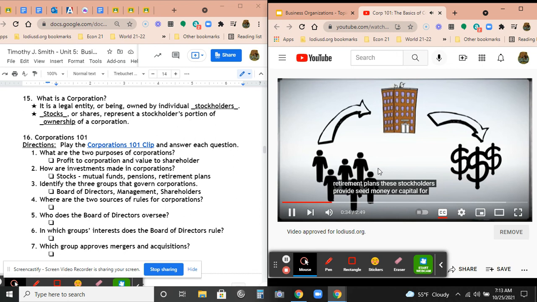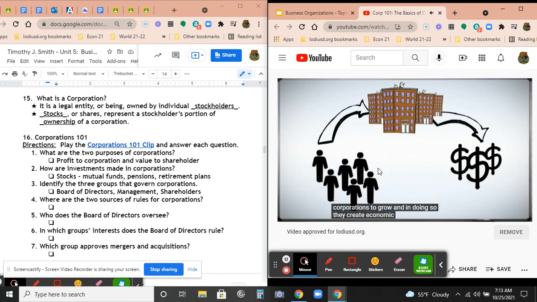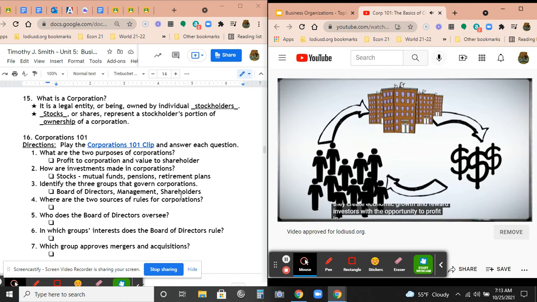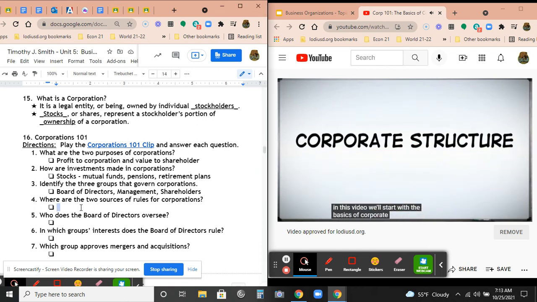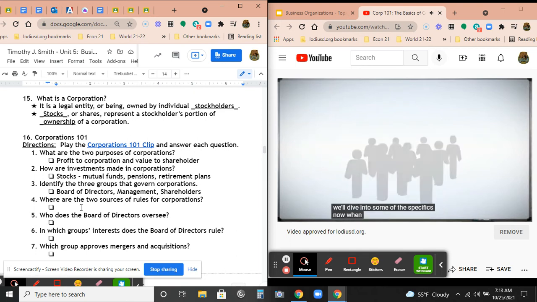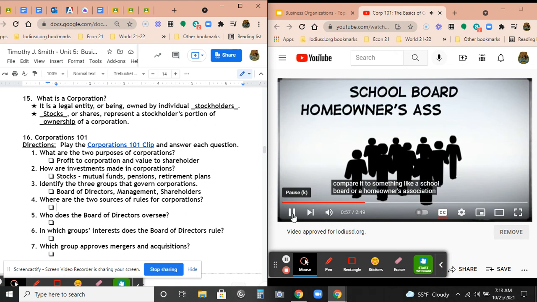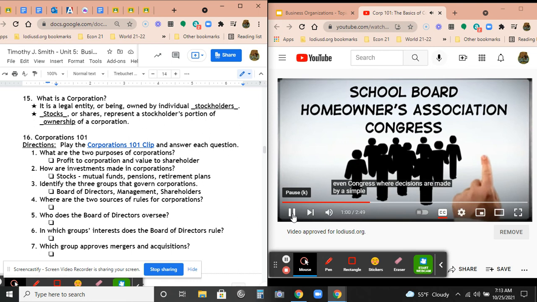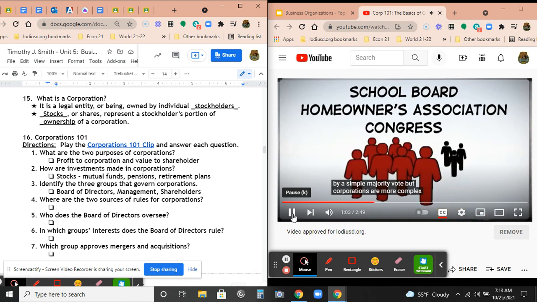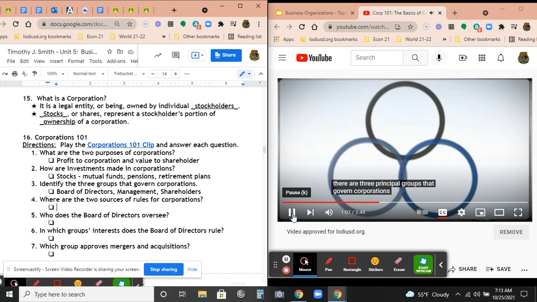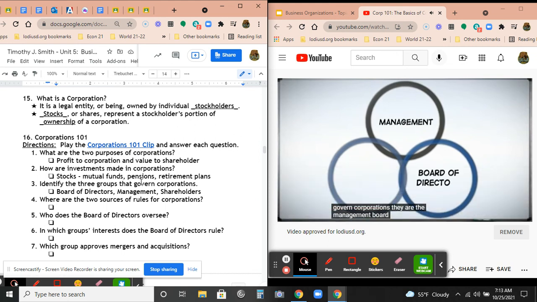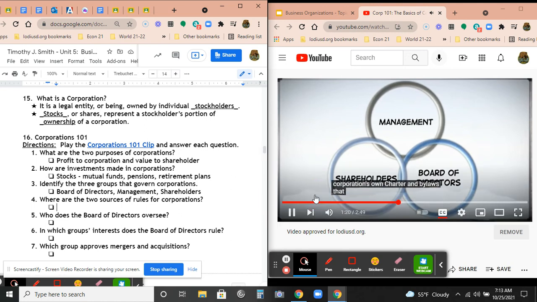Holders provide seed money or capital for corporations to grow. And in doing so, they create economic growth and reward investors with the opportunity to profit. In this video, we'll start with the basics of corporate structure, but be sure to check out later episodes where we'll dive into some of the specifics. Now, when you think about how a company runs, your first instinct may be to compare it to something like a school board or a homeowners association, or even Congress, where decisions are made by a simple majority vote. But corporations are more complex. In fact, there are 3 principal groups that govern corporations. They are the management, board of directors, and shareholders. Oh, good, I got it right. Now, the relationship and responsibilities of these 3 groups are defined primarily by state law in a corporation's own charter and bylaws. That means each.